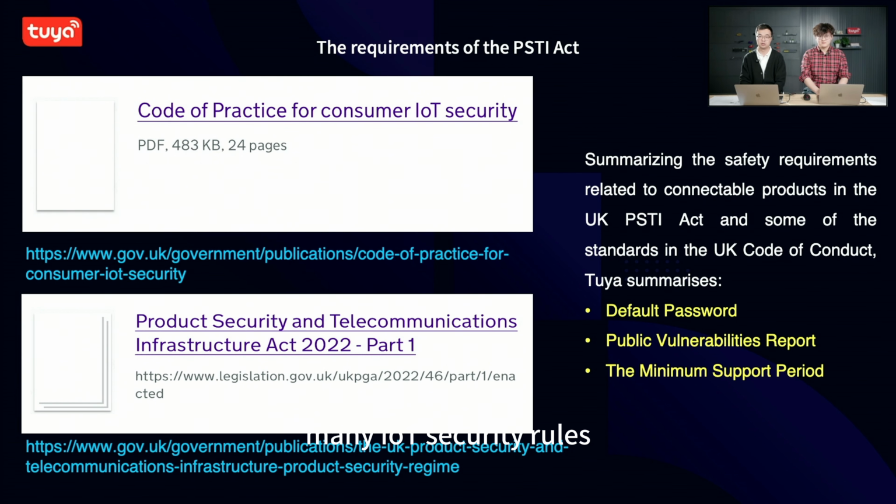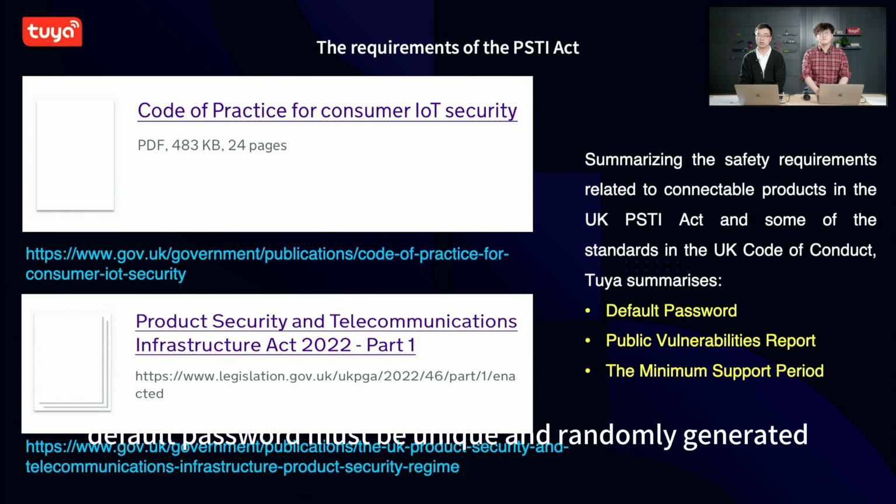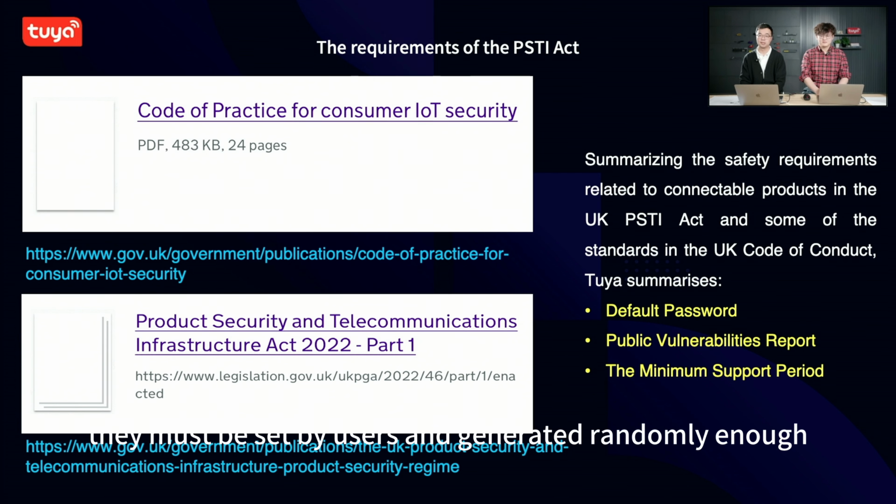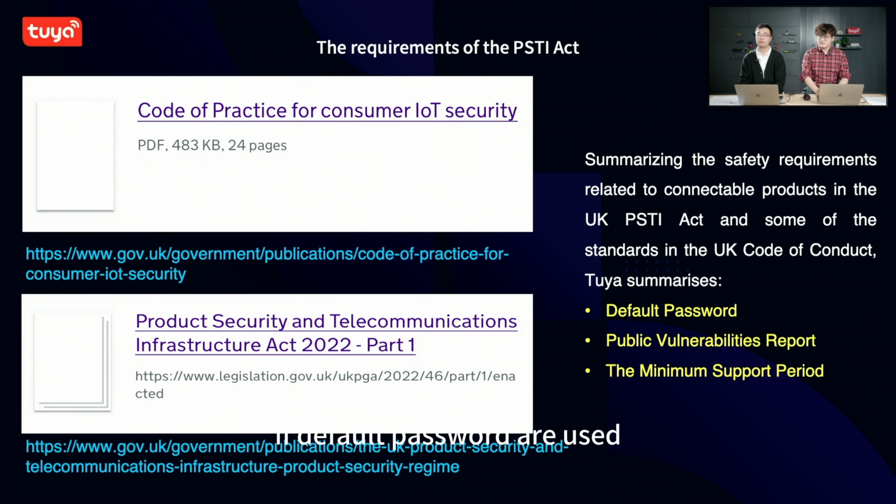Many IoT security rules have password management requirements, such as EN 303645, which requires that device passwords be set by users. Default passwords must be unique and randomly generated for each product. If default passwords are used, each device must be different, and the password must be sufficiently randomly generated.